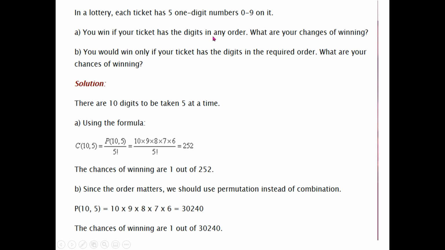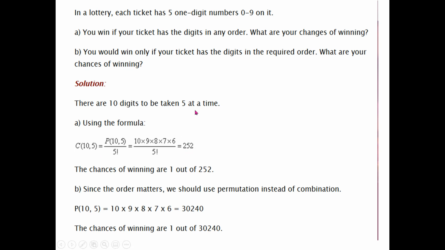So for part A, I'm going to use the formula for combination. There are 10 digits, 0 to 9, and I am selecting 5 out of these. So 10C5 is equal to, you can use the scientific calculator to compute 10C5, and it is 252. So there are 252 different ways in which you can select 5 digits out of these 10. So your chances of winning will be 1 out of these 252.